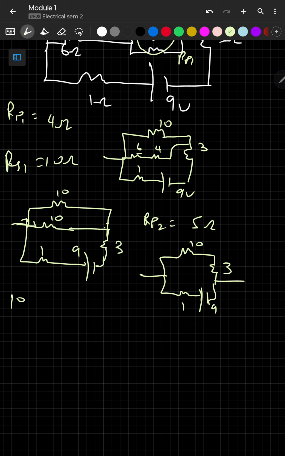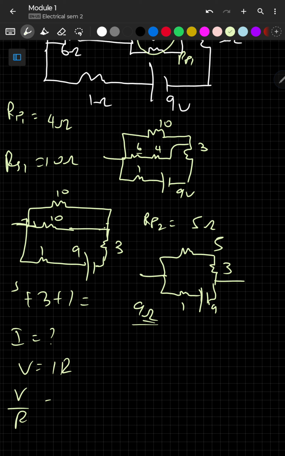So 10 plus 3 plus 1, 14 ohm is the... one second, this is 5. I forgot to change it. So 5 plus 3 plus 1, 9 ohm. So that is the equivalent resistance. We have to find the current. So V equals IR. So V by R, that is equals to 9 by 9, that is 1 ampere is the current. That's it. Easy question, isn't it?